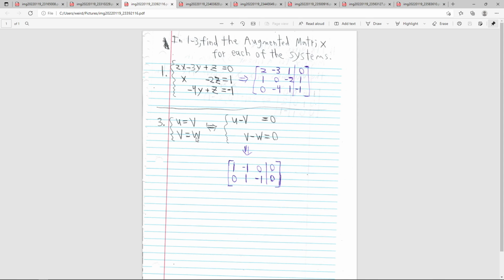u equals v, v equals w. We want this in standard form first, so it's u minus v equals 0, v minus w equals 0. So we have 1, negative 1, 0, 0, and 0, 1, negative 1, 0, translated from here. But yeah, it's good to have your equations written in a way that makes them easier to translate.